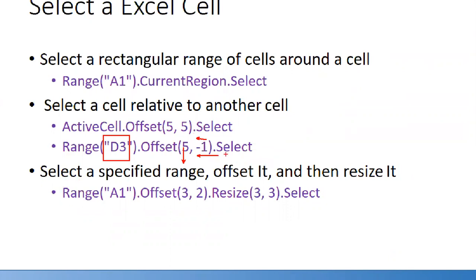Select is going to select a single cell. Current region will select that particular group where we don't have empty columns and rows, so it becomes one range, and then it selects. Fine. Select a specified range, offset it, and then resize it. So in this case, it says select a specified range. First we are telling it to select this range.